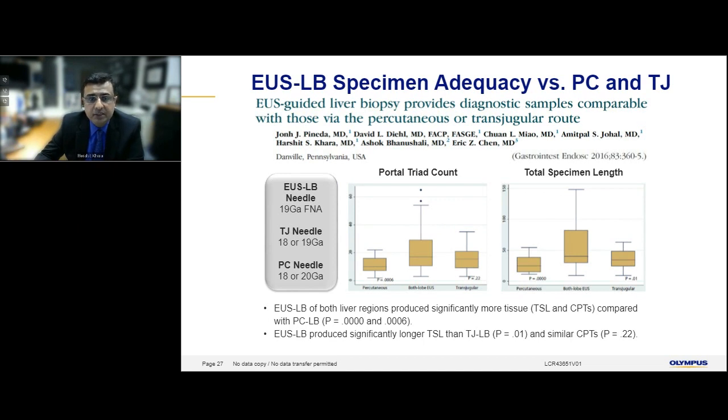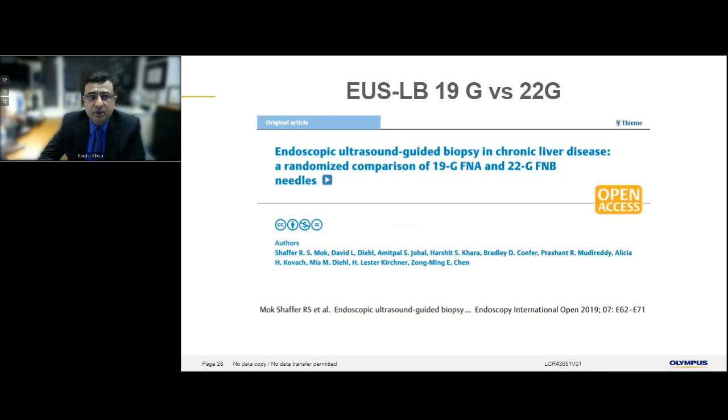And we found that when we did bilobar EUS liver biopsy, there was significantly more tissue, both total specimen length and complete portal triads, compared to percutaneous methods. And it was significantly longer specimen length than transjugular biopsy and similar portal triads compared to transjugular. So definitely when we put this as a comparison to percutaneous and transjugular, we had more than adequate specimens compared to both these modalities.